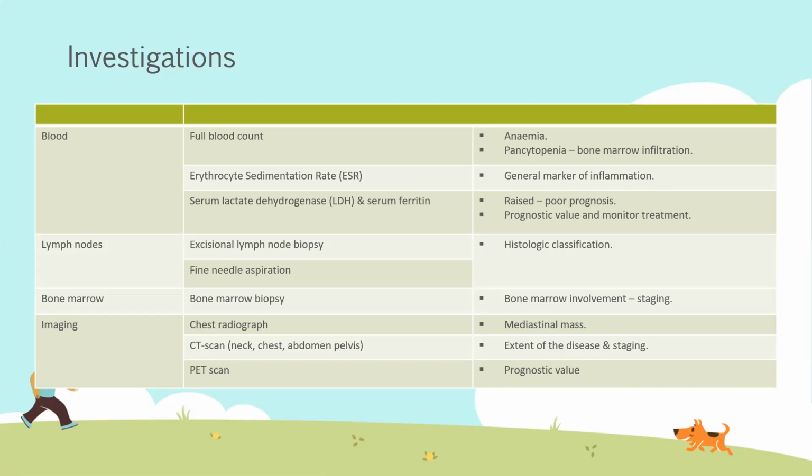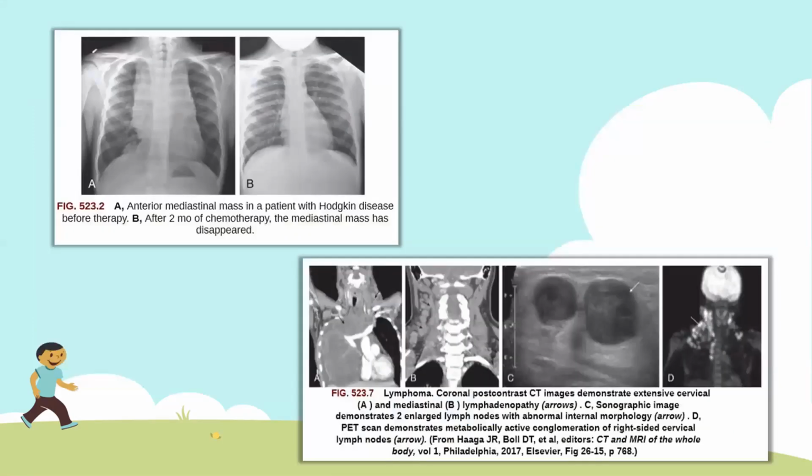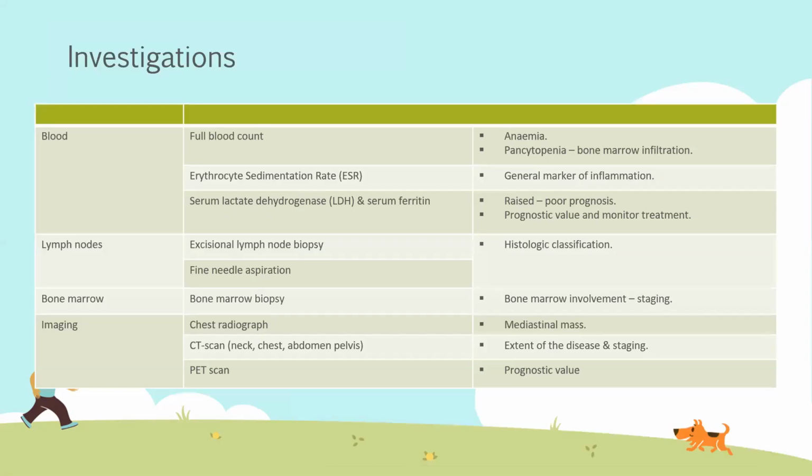also in staging. And also we can do imaging, such as chest radiograph to look for any mediastinal mass, and CT scan of the neck, chest, abdomen, and pelvis. It is important to look for the extent of the disease and for staging, and also PET scan, which is used for prognostic value. The tests may include serology analysis for Epstein-Barr virus, cytomegalovirus, and also HIV.